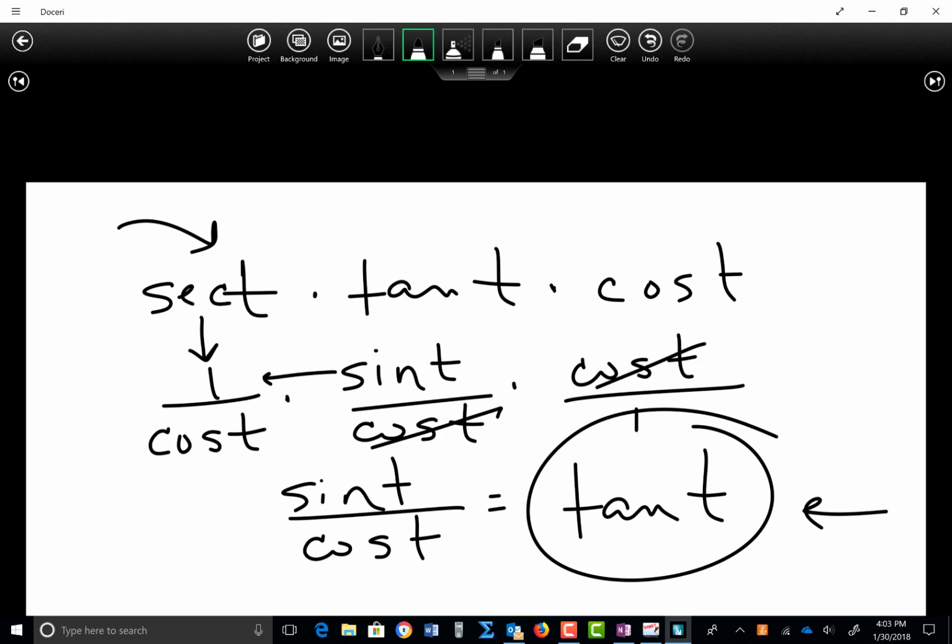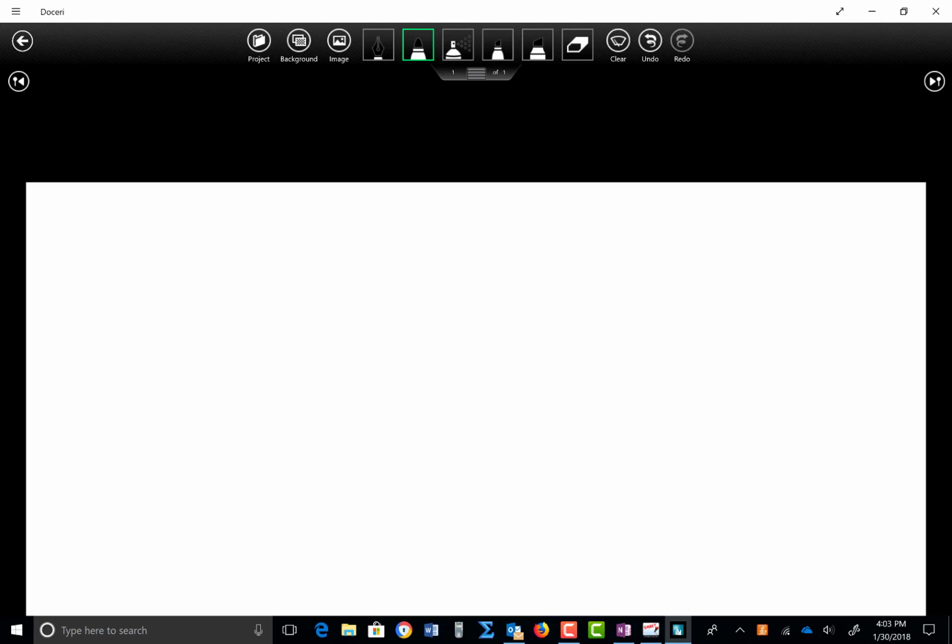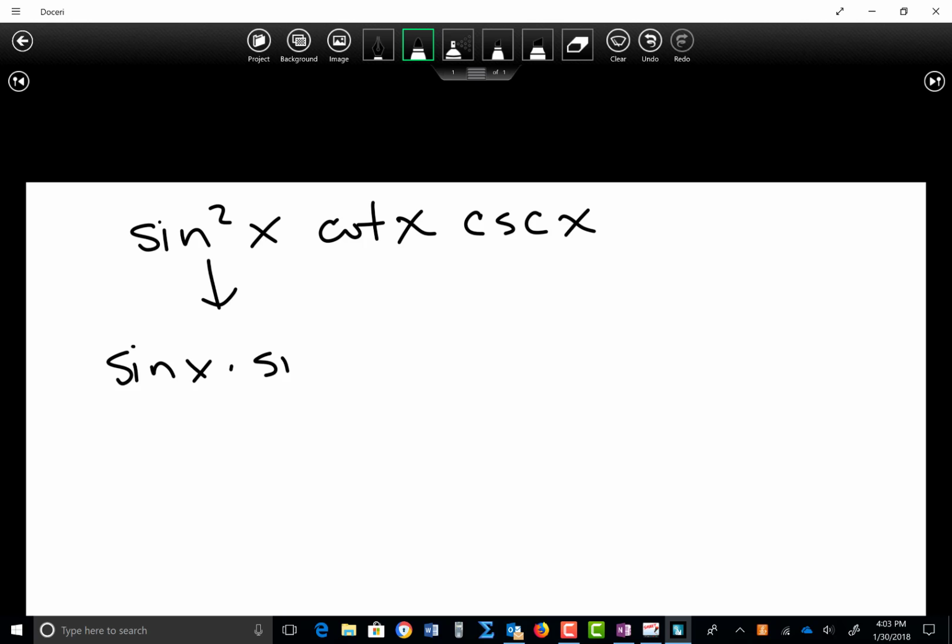So let's just take a look at another one. How about this one? Let me just clear this screen. How about sine squared, I'm going to use an x this time, times cotangent of x times cosecant of x. And so sine squared is really sine times sine. So let's just break that down for a minute and see what we have. Cotangent is 1 over tangent, or it's also cosine over sine. And cosecant is 1 over sine.